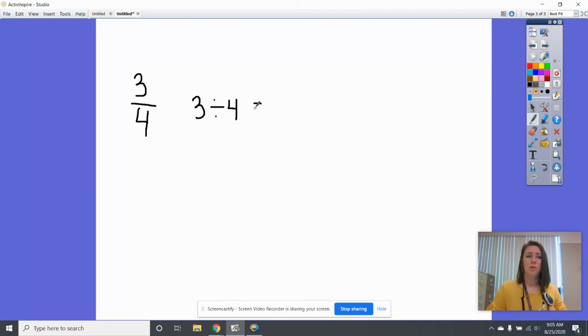3 divided by 4 equals 0.75. So as a fraction, it's 3/4. As a decimal, it is 0.75. Then to turn it into a percent, we have to move the decimal over 2 spaces to the right, and it becomes 75%.